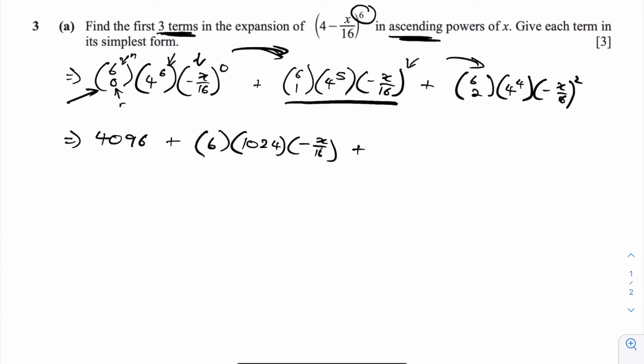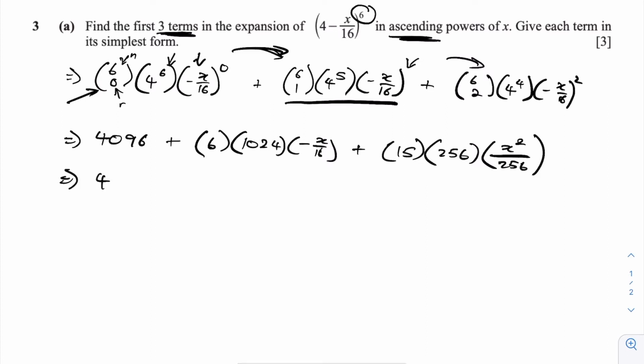So 6 choose 2, that's equal to 15. Then 4 to the power of 4, that's 256. And then it's multiplied by (negative x over 16) to the power of 2. That means that it's positive. It's not going to be negative, because anything squared becomes positive. So we're going to multiply it by x squared over, and then I think 16 squared is 256, yes.